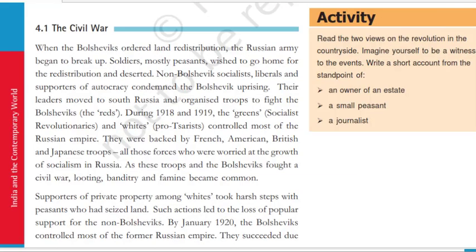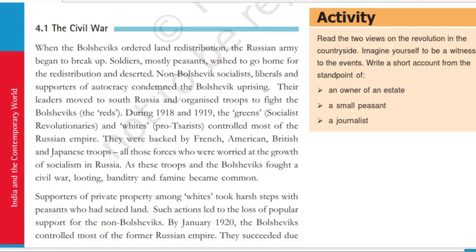4.1 The Civil War. When the Bolsheviks ordered land redistribution, the Russian army began to break up. Soldiers, mostly peasants, wished to go home for the redistribution and deserted. Non-Bolshevik socialists, liberals and supporters of autocracy condemned the Bolshevik uprising. Their leaders moved to South Russia and organized troops to fight the Bolsheviks, the Reds. During 1918 and 1919, they, Greens, Socialist Revolutionaries, and Whites, pro-Tsarists, controlled most of the Russian Empire.